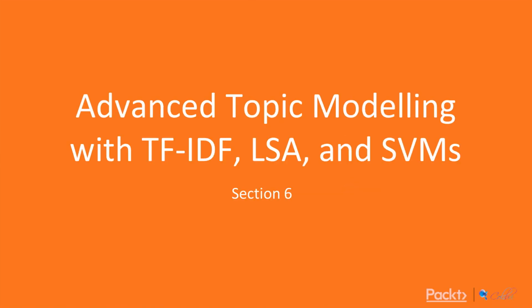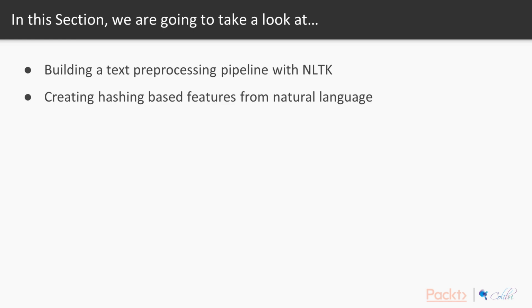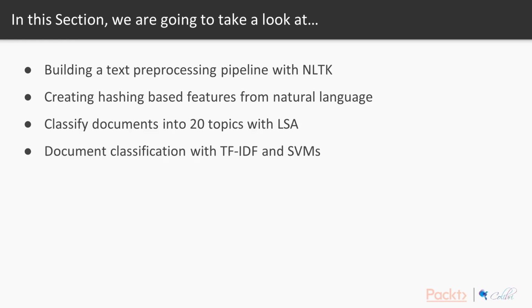Today we're beginning a new section about advanced topics in topic classification using concepts like TF-IDF, latent semantic analysis, and support vector machines. In this section, we're going to take a look at number one, how we can build a text preprocessing pipeline with NLTK. Number two, creating hashing-based features from natural language. Number three, classify documents into 20 topics with LSA. Number four, document classification with TF-IDF and SVMs.